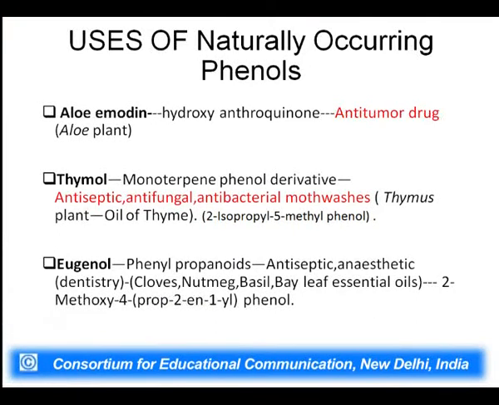Now, if we talk of uses of some naturally occurring phenols, please remember aloe, which we get from the aloe plant, is an anti-tumor drug. Thymol, which we get from thyme as oil of thyme, is antiseptic, antifungal, antibacterial, and is used as a mouthwash. Eugenol, as I told you, is present in our kitchen spices like cloves, nutmeg, basil leaf, bay leaf, and it can be used as an antiseptic and anesthetic in dentistry.